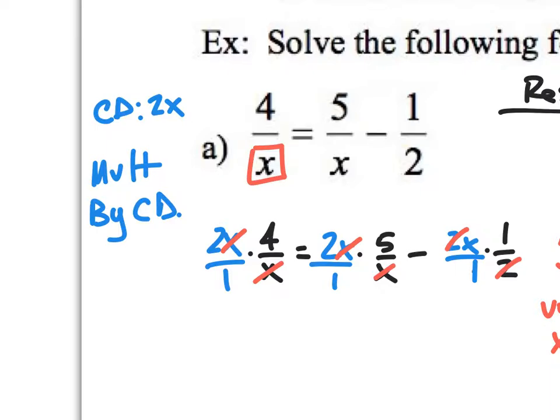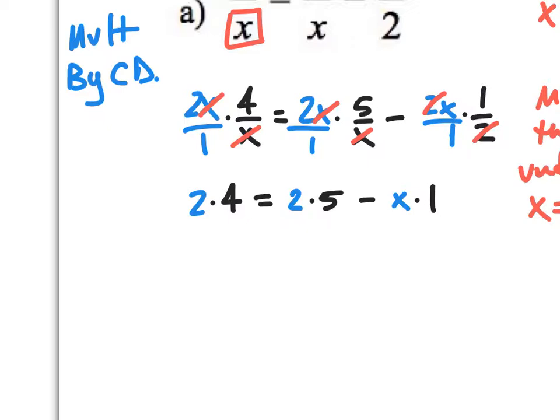So what you're left with in the end is just this. It's going to be 2 times 4 is equal to, what do we got? 2 times 5 minus x times 1. And so what I've done is I've eliminated all of these fractions, and I just have a normal equation that we can solve. So here, if I do 2 times 4, that's going to give me 8, is equal to 10. 2 times 5 is 10, and then x times 1 is just x, so minus x.